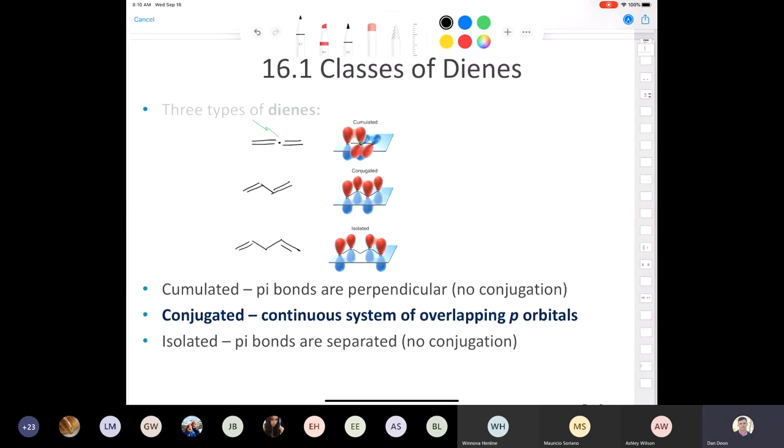Anyhow, you can see that there's overlap of the p orbitals in the pi bonds themselves, but there's no overlap between the p orbitals of the two pi bonds, is what I was trying to say. Okay, there we go. So again, we're going to spend a lot of our time in this chapter focusing on conjugated dienes, and again, they have this continuously overlapping system of p orbitals.